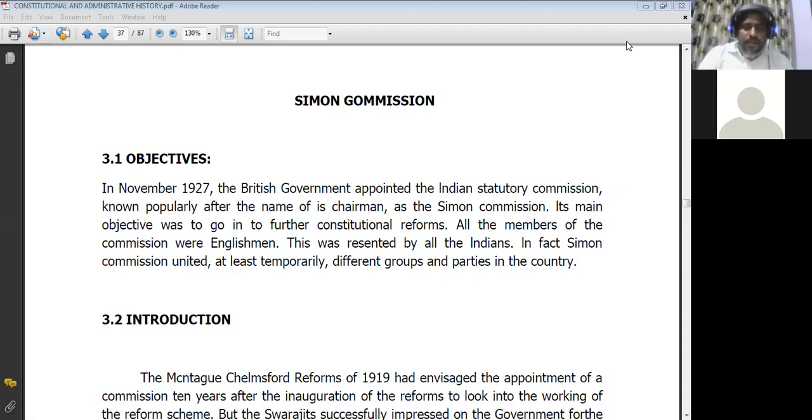Many members laid down the democratization of the constitution with the abolition of diarchy.